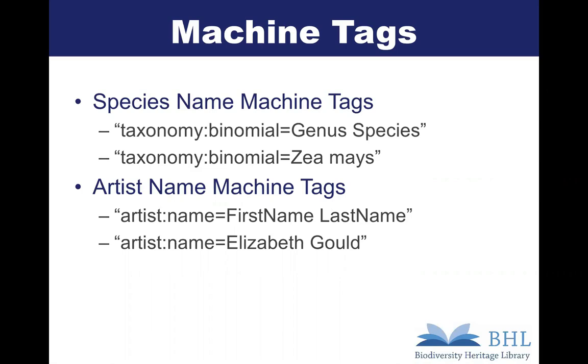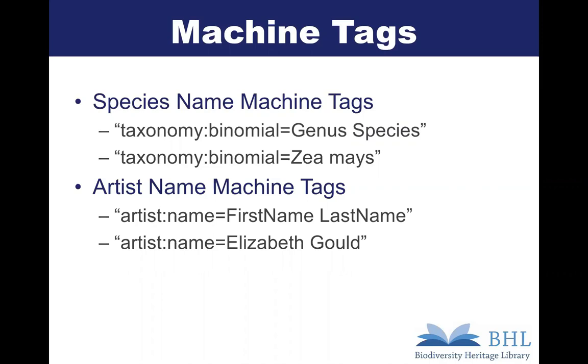So the formatting for species name machine tags is taxonomy:binomial=genus species, and remember, put quotation marks around the whole thing because you have multiple words in there. You want it to be added as a single tag. So an example of a species name machine tag is taxonomy:binomial=Zea mays. That's the machine tag I would use if I were tagging an illustration of corn.